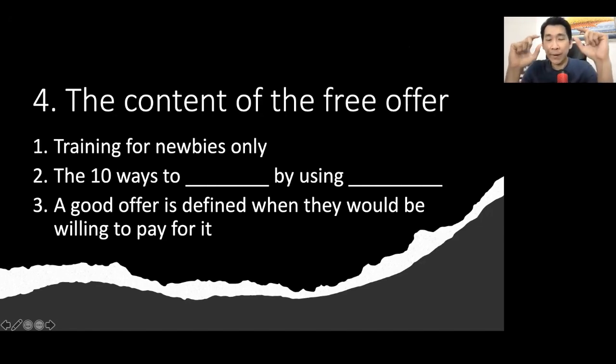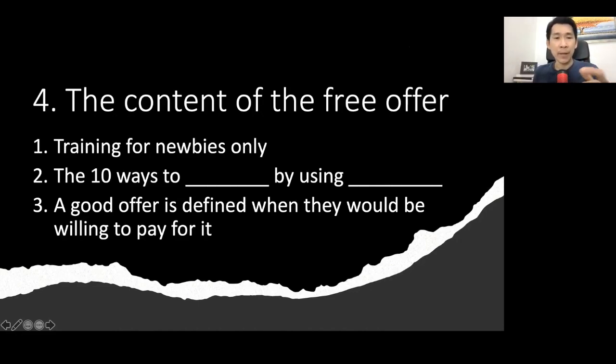So let's talk about these 10 ways a bit more elaborately. It has to be based on a specific method that you want to give to them. Now, I'm just going to make an example right now. Let's say we are using the same formula as earlier.